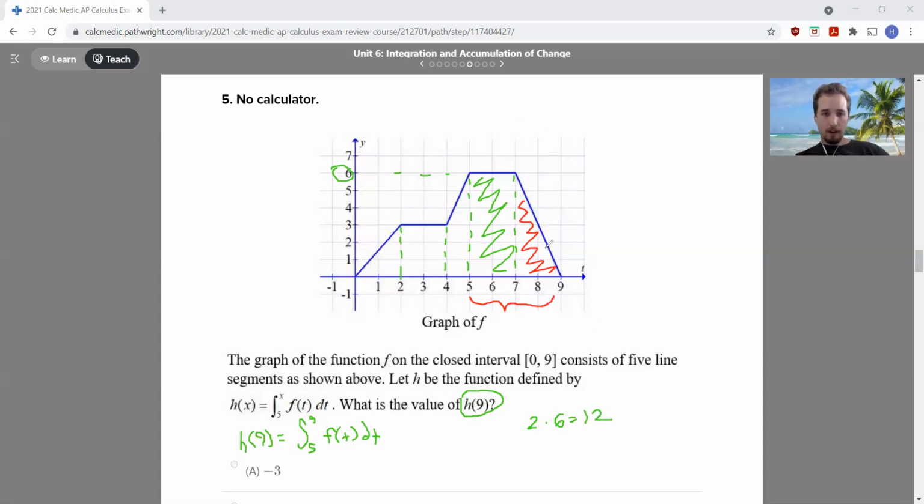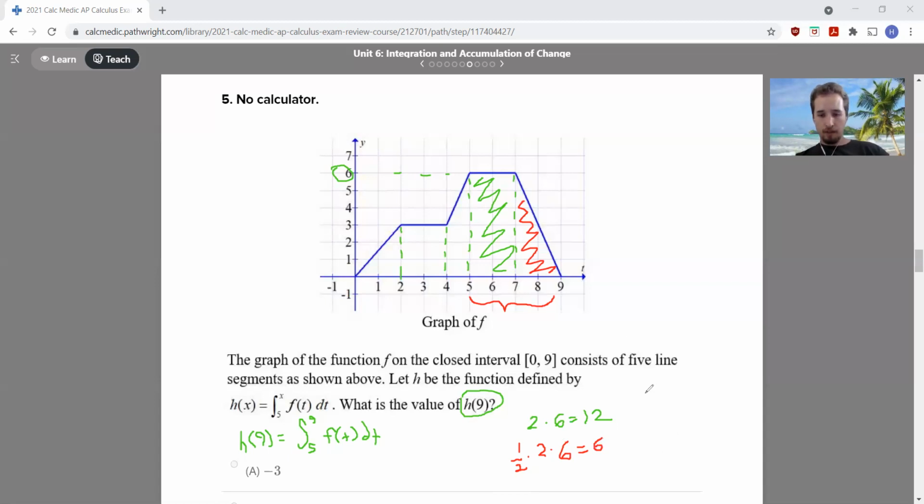For the red area, well, it has a base of 2, so it goes from 7 to 9, also a height of 6, but it's a triangle, not a rectangle, so it's 1/2 base times height. So it still has a base of 2 and it has a height of 6. And so 1/2 times 2 is 1, so you just get an area of 6.